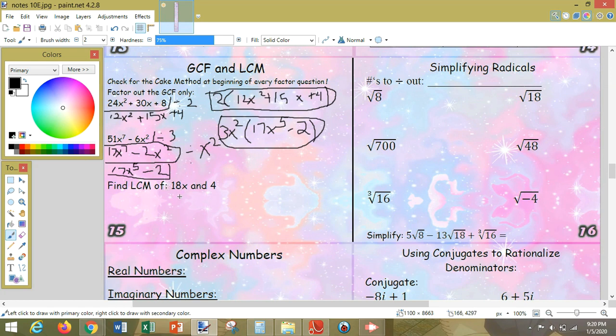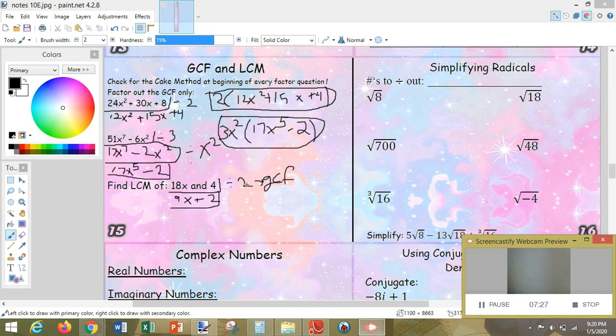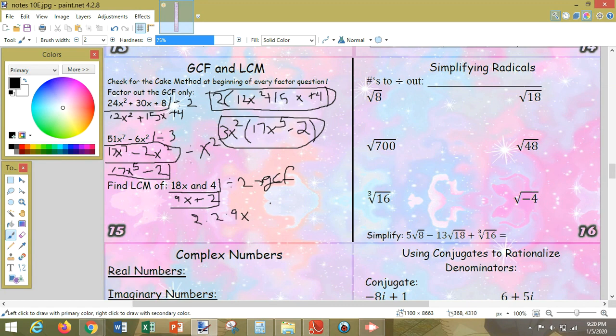Let's find the least common multiple of 18x and 4. Now we do the same cake method thing. We divide out 2, and we get 9x and 2. Now instead of having this as a GCF, to get the LCM, it's going to be this. So it's going to be 2 times 2 times 9x. So our LCM would be 36x.